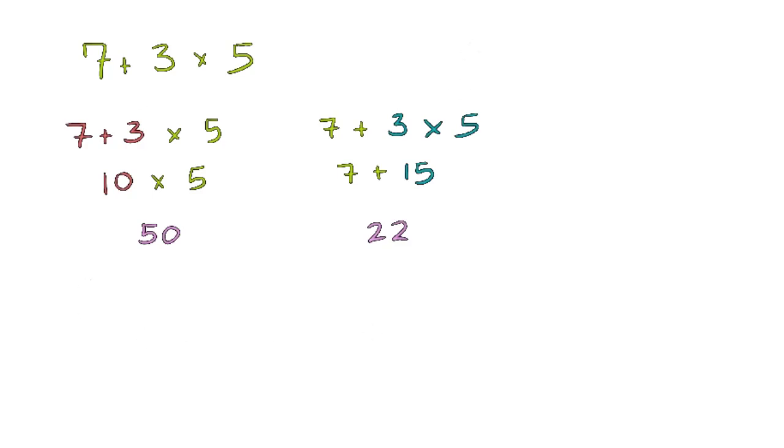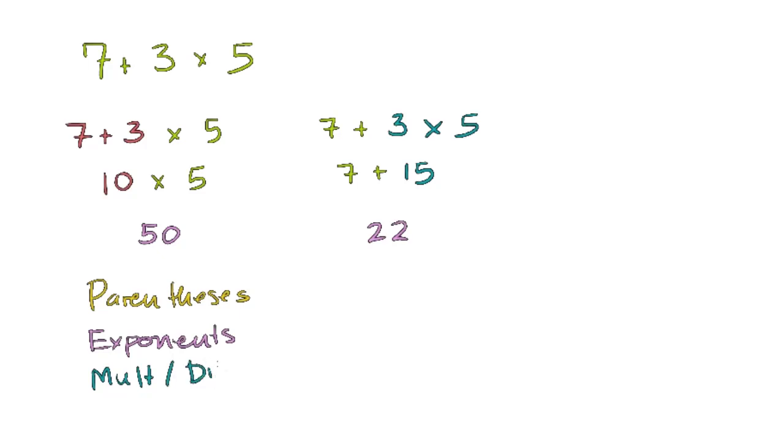Let me write it over here. Parentheses first. Then do exponents. If you don't know what exponents are, don't worry about it right now. And in this video, we're not going to have any exponents in our examples, so you don't really have to worry about them for this video. Then you do multiplication and division next. They kind of have the same level of priority. And then finally, you do addition and subtraction.